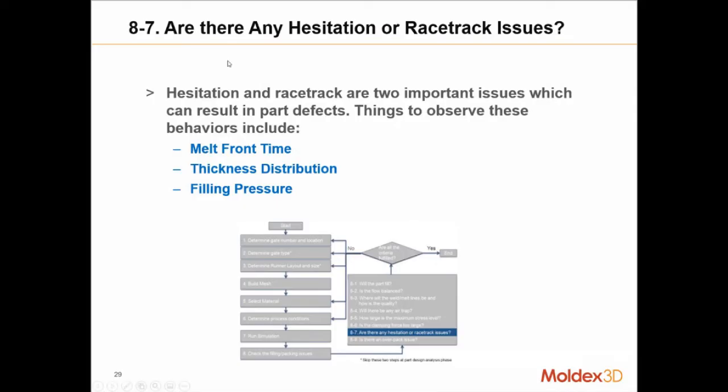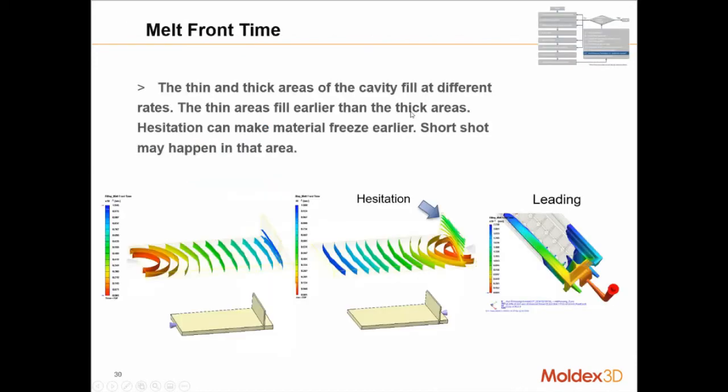Moving ahead, the 7th question: is there any hesitation or race tracking issues? Hesitation and race tracking are actually due to the same phenomenon. Hesitation is the prevention of flow in a particular area, and leading, or race tracking, is the opposite. It's the propulsion of material in a particular region of the part. These are both thickness-based phenomena.